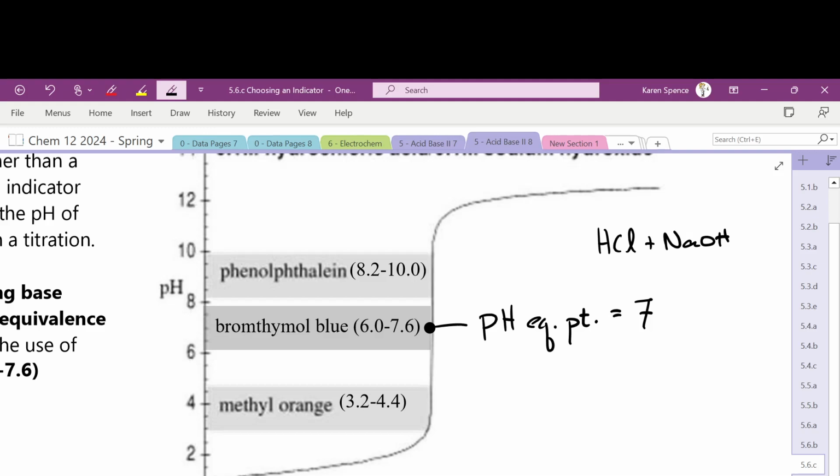Now, which of the indicators looks like it would be good for this titration? Bromthymol blue looks good, right? When we did the titration, did we use bromthymol blue? No. We used phenolphthalein, which changes not really very close to pH 7. It changes from 8.2 to 10.0.